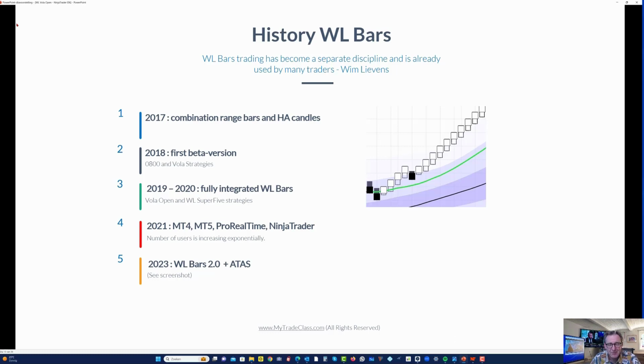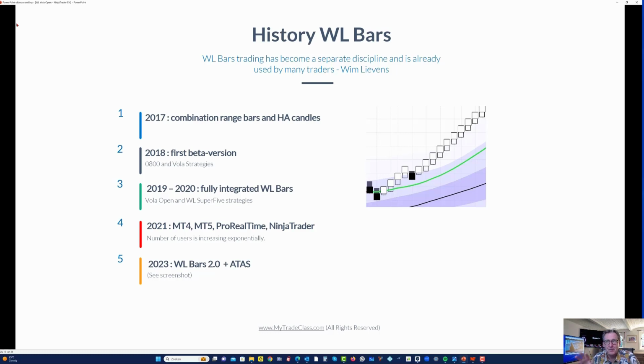My first trial was in 2017, combining range bars and Heikin Ashi candles, and I wasn't unhappy with it, apart from the candles sometimes not having the same size, but it worked okay. In 2018, there was the first beta version. And in 2019, the Vola Open strategy, from what is presented in this video, was created.